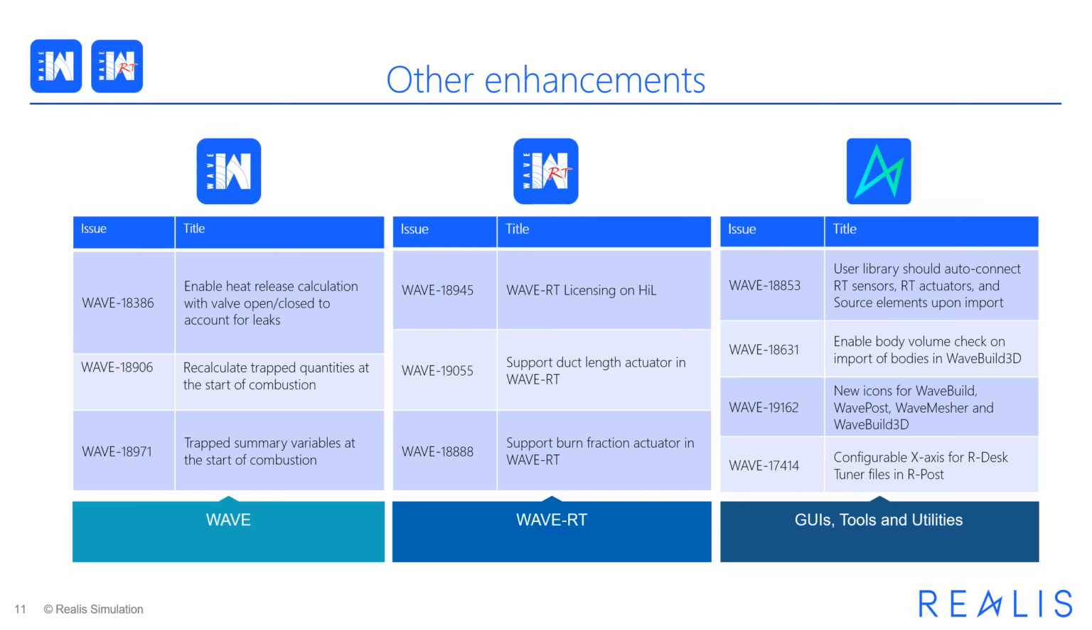The trapped quantities are now recalculated at the start of combustion, which makes these quantities more accurate when leakages lead to changes in species between the intake valve closure and the start of combustion event. Finally, we have provided a new set of summary variables based on the trapped state at the start of combustion, which help diagnostics when trapped quantities at the intake valve closure differ from trapped quantities at the start of combustion because of leaks.